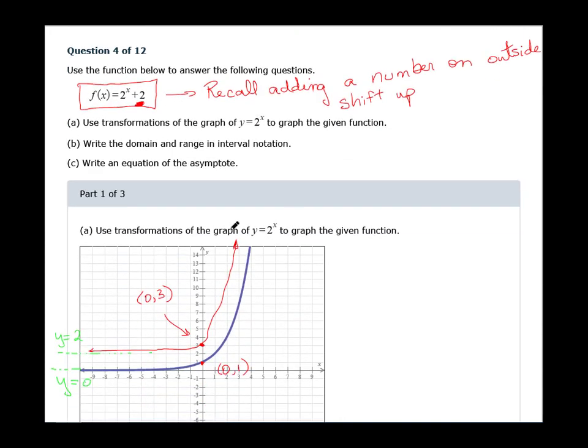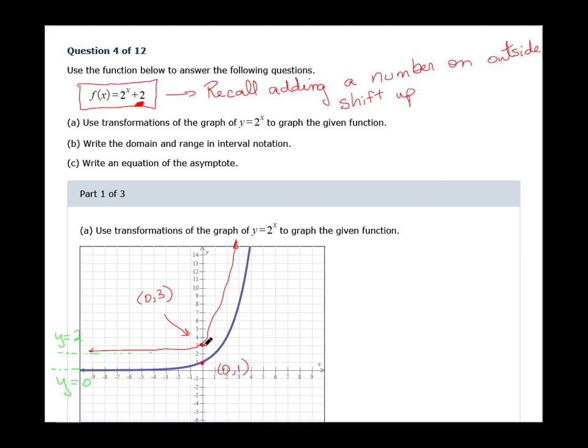So question 4 here. We have 2 to the x plus 2. Well, this is added on to the end, and on the end moves the graph up or down. So in this case, it moves it up by 2. All right, so if it crosses at 1, up by 2 makes it cross at 3.